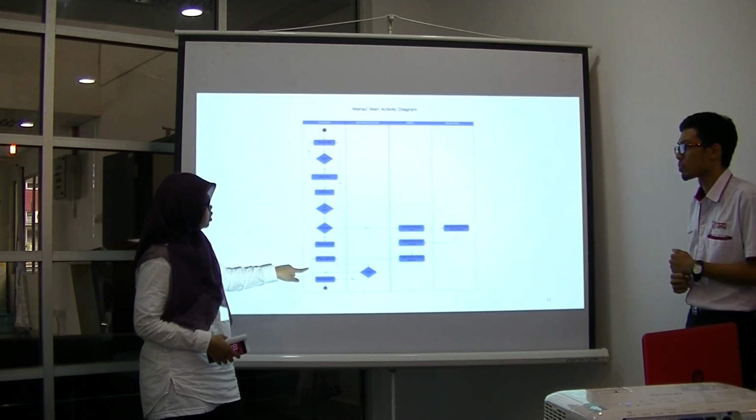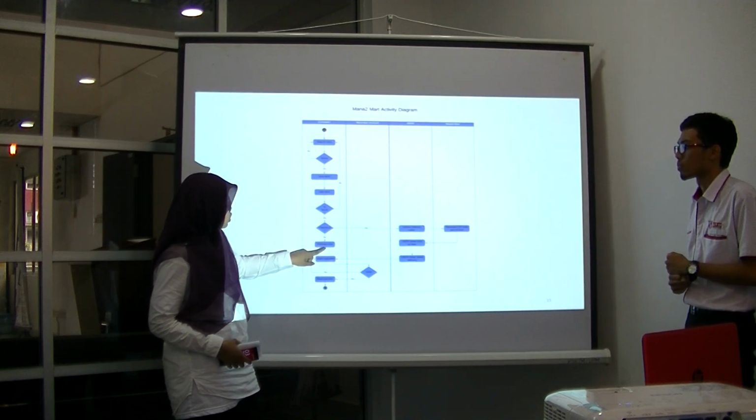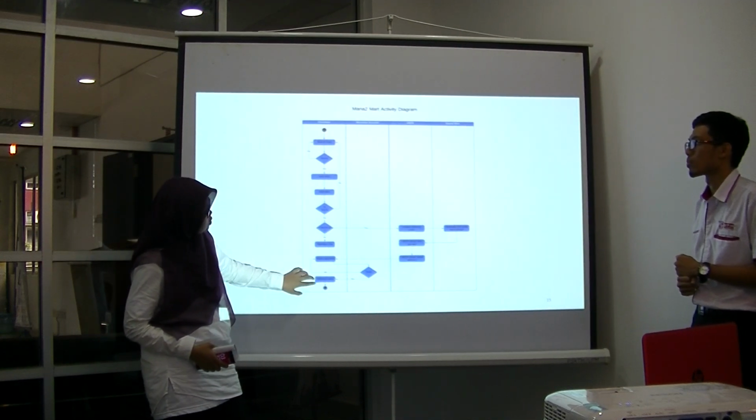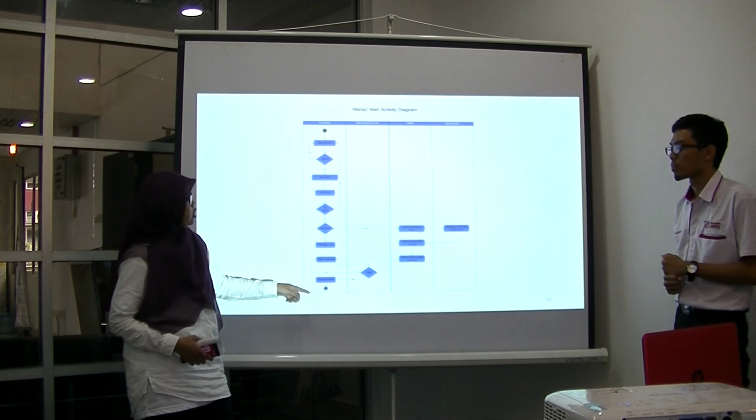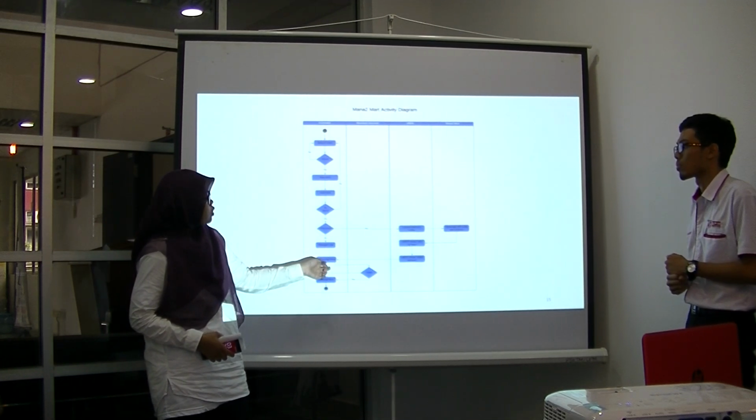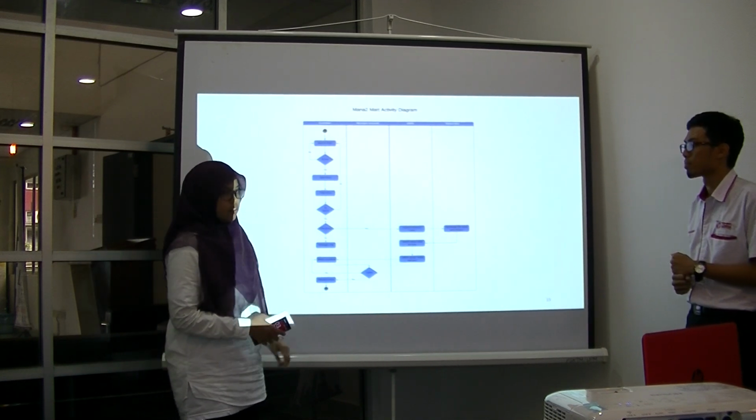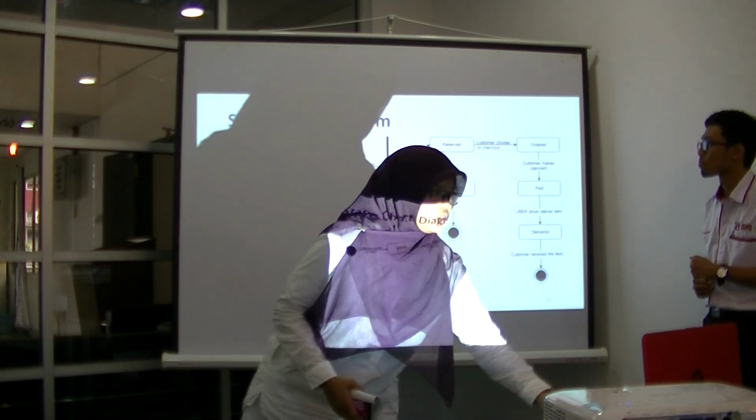When the customer makes payment and the payment is validated, it will go to the Receive Item, and the activity will end. If it's not, the customer has to choose to make payment. And next is the state chart diagram.